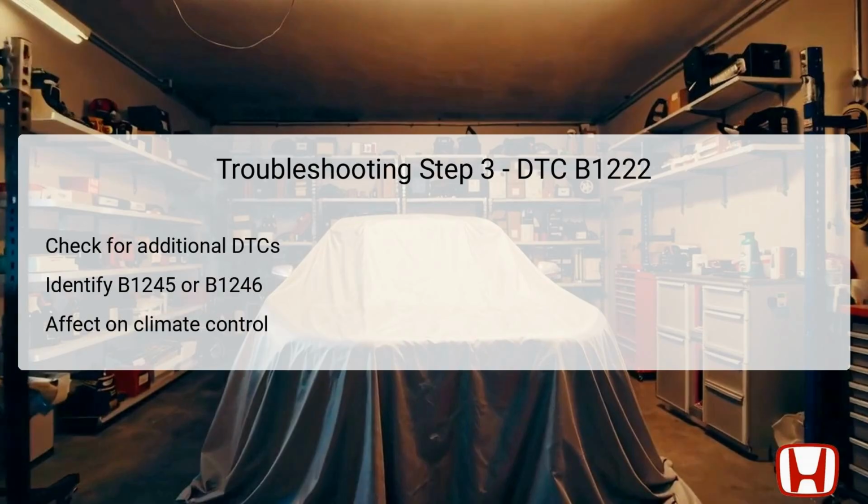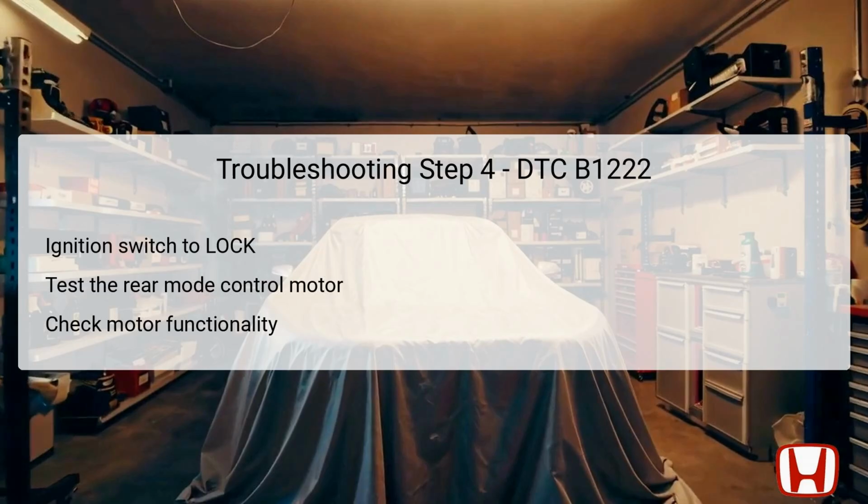The presence of these additional codes points towards related issues that can compound the malfunction. They could indicate that the failure in the rear mode control motor is significantly affecting the entire climate control system's performance. This step emphasizes the holistic approach to troubleshooting, where looking at related codes can lead to a more accurate diagnosis of the issue at hand.